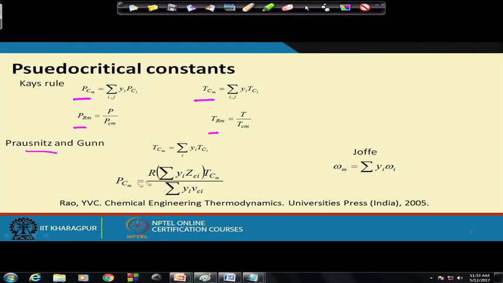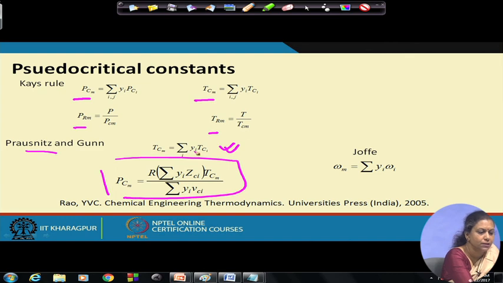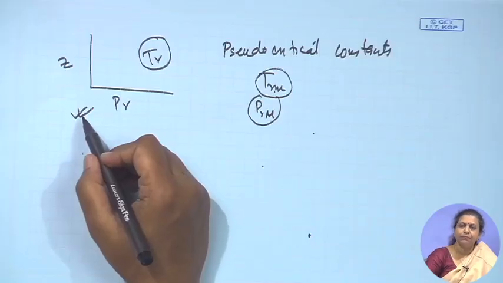So, naturally the additive equation usually does not hold good, and accordingly another equation has been proposed by Prausnitz and Gunn. This particular equation, along with the additive law for the critical mixture critical temperature, these two combined give a better result. So, usually what is recommended is you use this particular TCM, you use this particular PCM, and then you try to use this particular compressibility factor chart for better results.